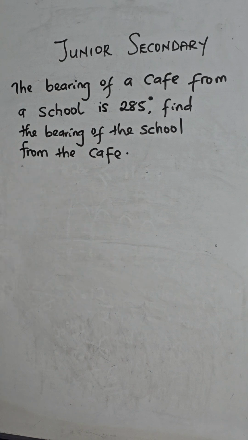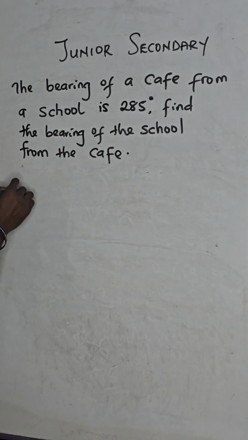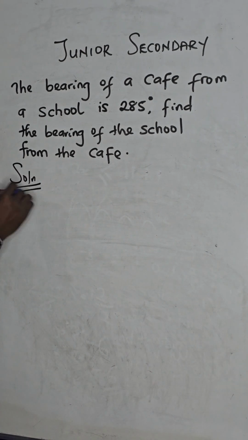Alright, let's proceed. The bearing of a cafe from a school is 285 degrees. The concept of bearing is that the first thing you do is to analyze the first value given. So it's a three-figure bearing, that's why we have 285. Now look, we have the solution.